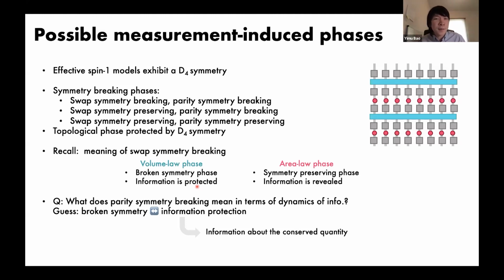So now, as I said, it's also possible to have this parity symmetry breaking phase transition in the model under consideration. So the question is, what does parity symmetry breaking mean in terms of quantum information? Actually, we can guess the answer must correspond to some kind of information protection, and the naive guess is about the information about the conserved quantity. I'll show you in a second.